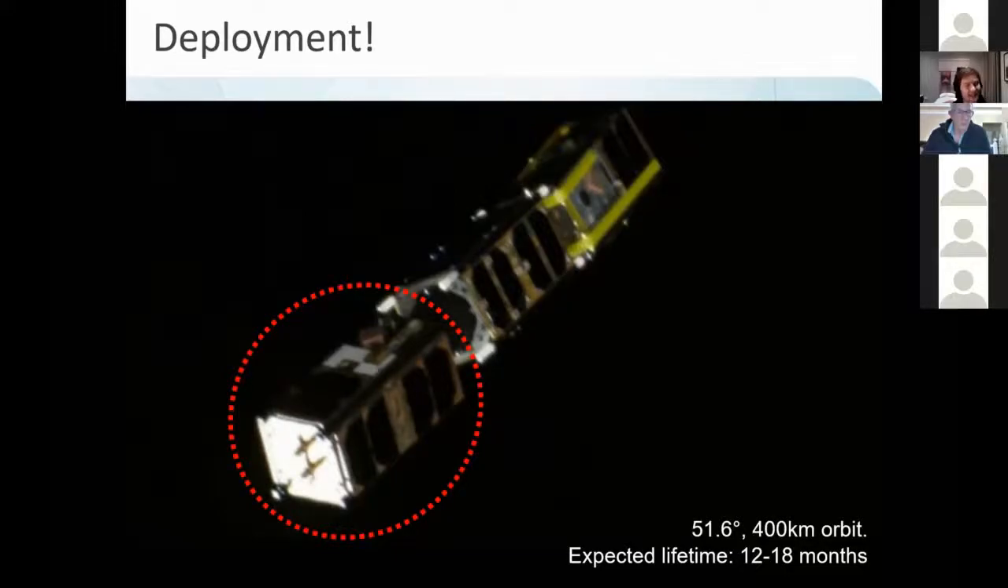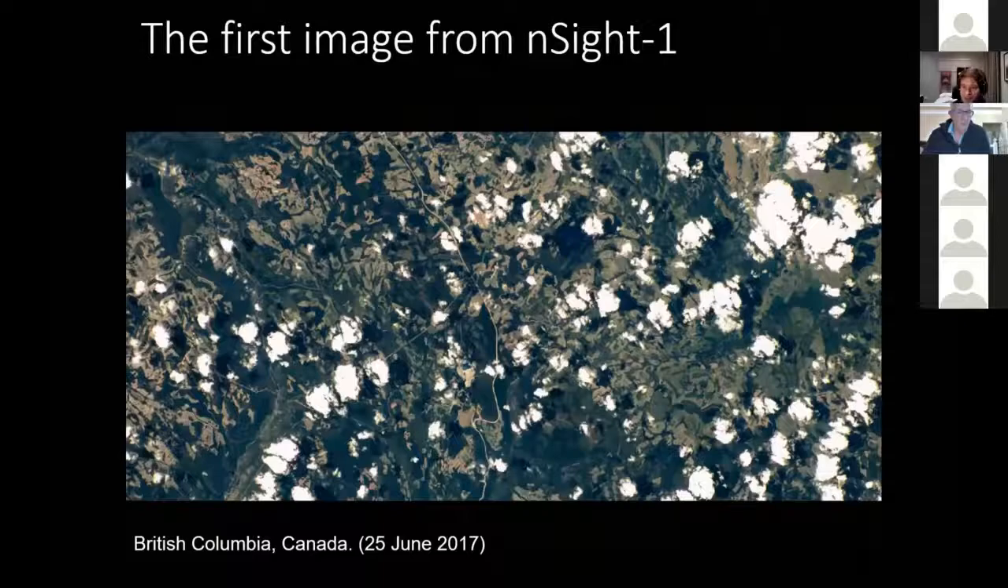As I said, this camera's main goal was to take photographs. And the very first photograph we got from space from the satellite was this one, taken over British Columbia on the 25th of June. So tomorrow it will be the 3-year anniversary of this photograph we got from space. It was amazing. If any of you saw the movie Lion, about the Indian boy who gets separated from his family and he doesn't know where he grew up.